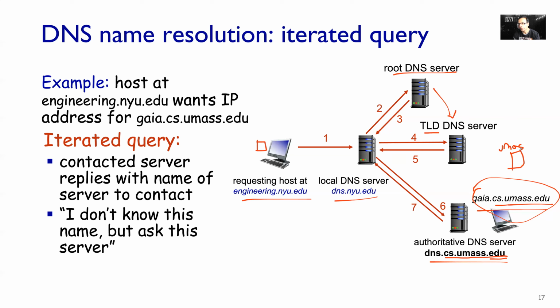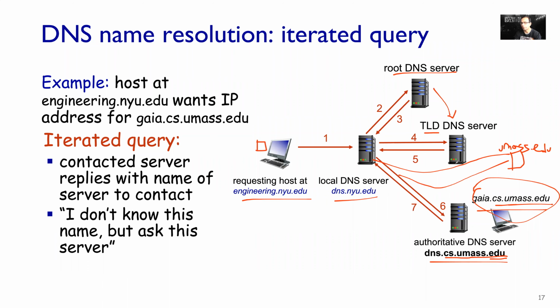So there you might have an extra level of indirection where you are now being pointed to umass.edu. In which case you would go and ask UMass, and then this would reply with cs.umass.edu, right? So you can have about 3, 4, maybe 5 levels of indirection before you actually get to the authoritative DNS server. This is the one that has the IP address, right?